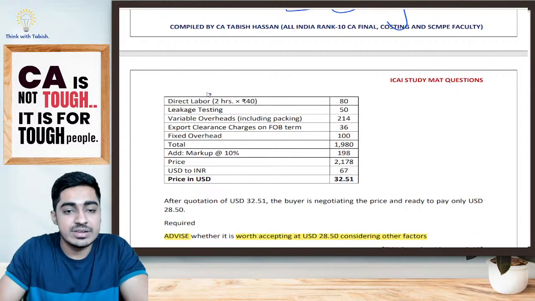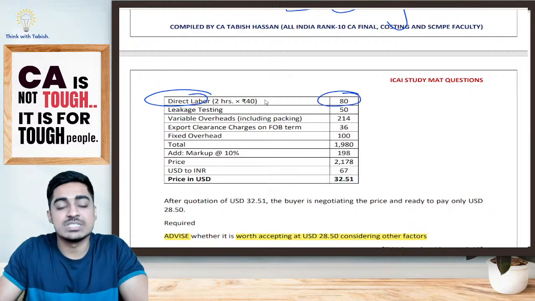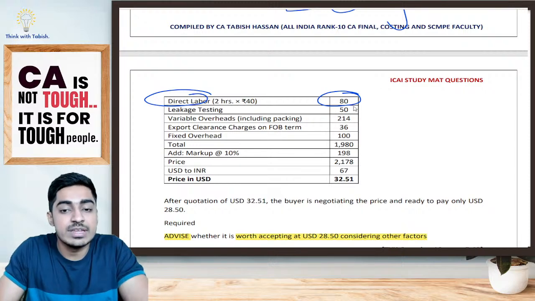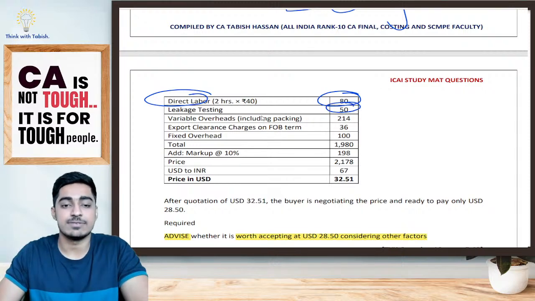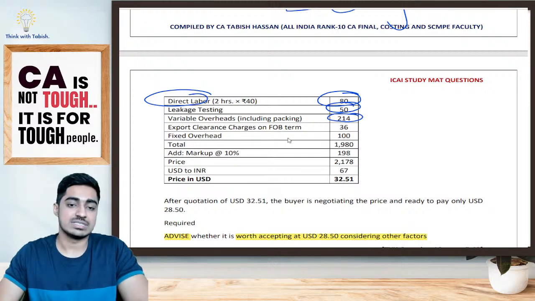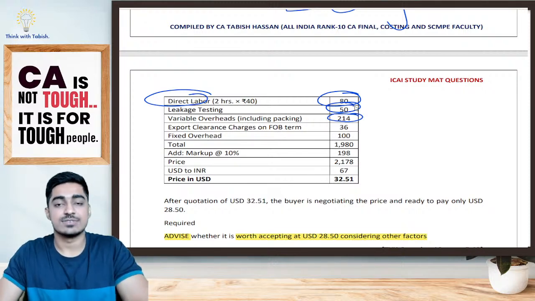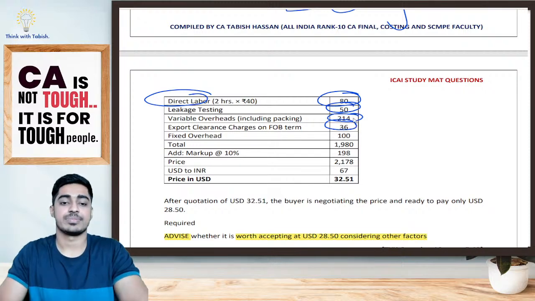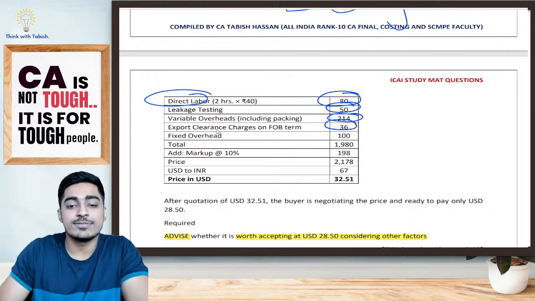Next, direct labor. Yes, we are incurring 80 rupees direct labor. Leakage testing. We need to test if there is a leakage or not. For that, we will be incurring 50 rupees. Variable overhead, 214 rupees. Export clearance charges. For every item, export clearance will be incurring 36 rupees. Now, fixed overhead of 100 rupees.